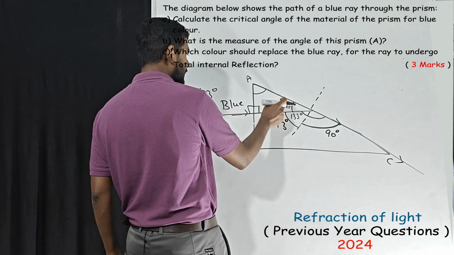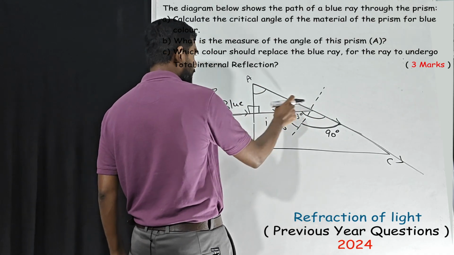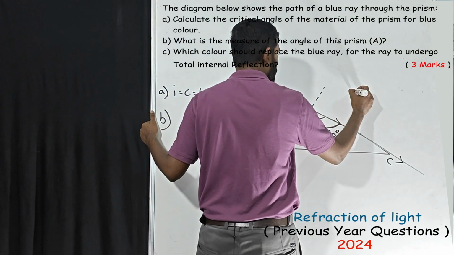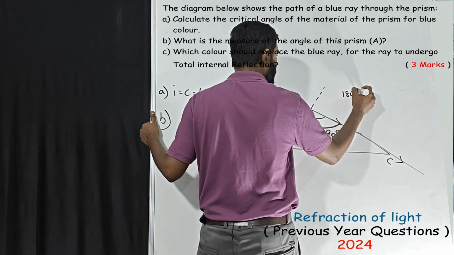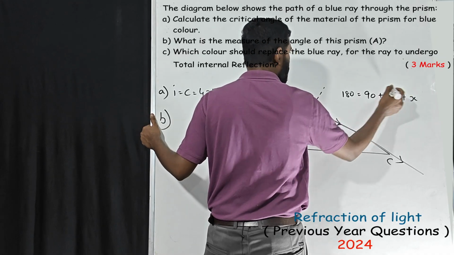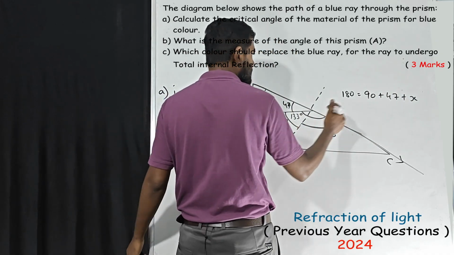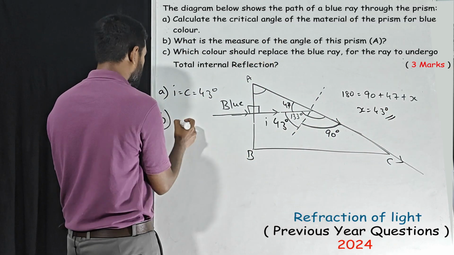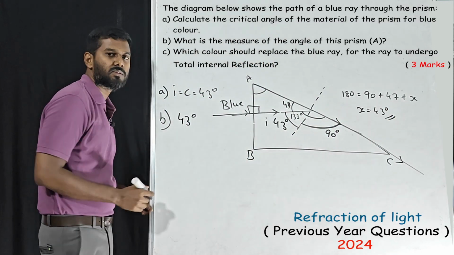So if this is 47 and this is 90, the total angle of a triangle will be 180 degrees. So the total angle is 180. 90 plus 47, and we don't know this angle, which we take as x. The value will be 43. So the answer for B is also 43.